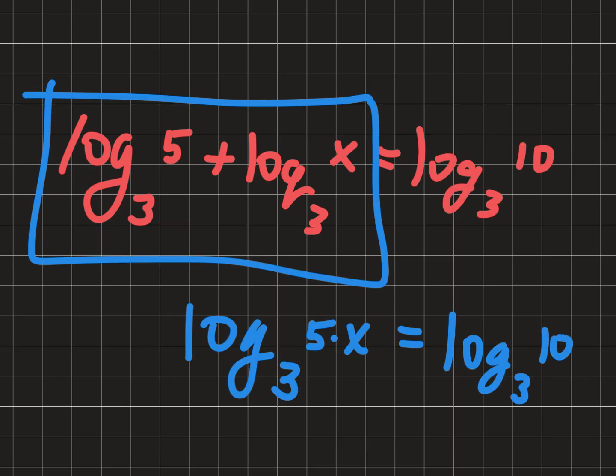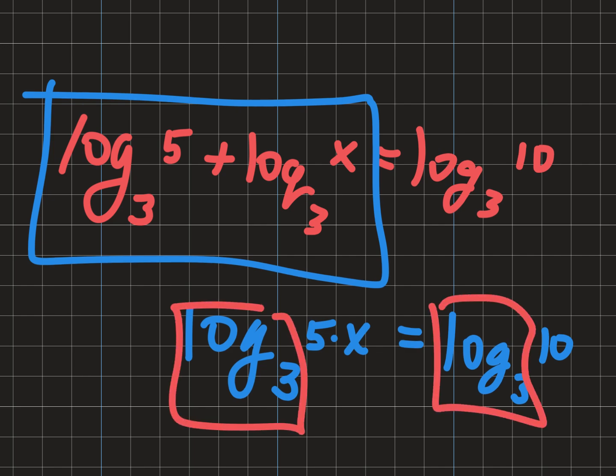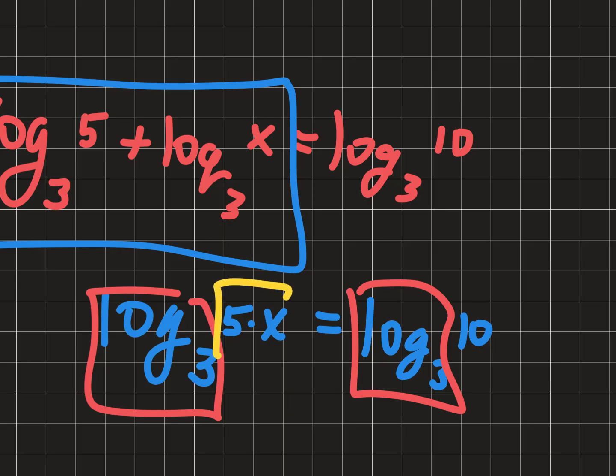And this brings up a good point. Do you remember that if these parts are the same, then this part must equal this part? 5x equals 10. So then what does x have to be? 2. That's it.